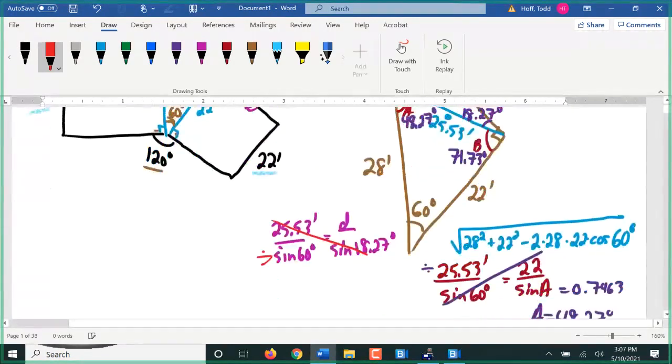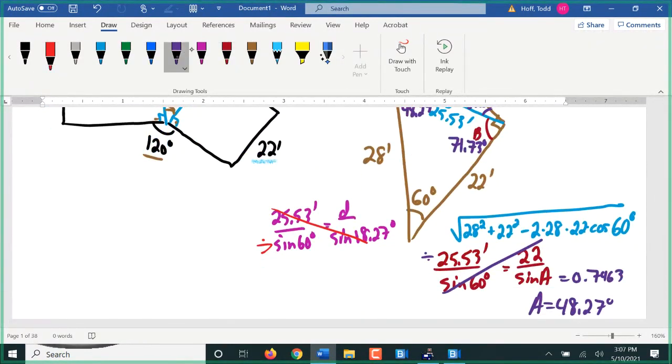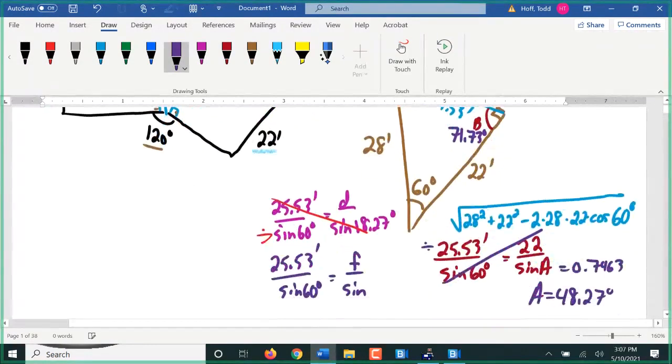Go do the same thing for F. 25.53 feet over the sine of 60 degrees, F over the sine of 41.73 degrees.